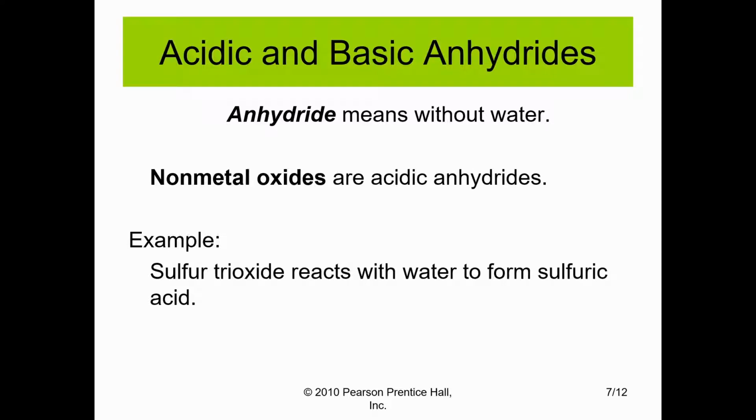For example, nonmetal oxides are acidic anhydrides, and these can react with water to form acids. So any molecule that's an acid anhydride is a molecule that can react with water to form an acid, and any molecule that is a basic anhydride can react with water to form a base. Sulfur trioxide, for example, can react with water to form sulfuric acid. If you do a count on all the atoms at the start of the reaction, we end up with the same number of each atom at the end of the reaction.